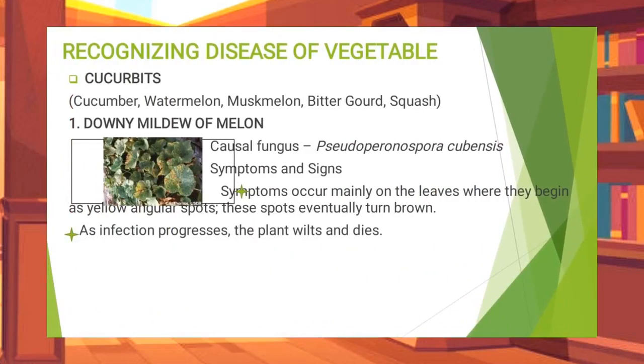Then, dito sa cucurbits. So, nabilong ang cucumber, watermelon, muskmelon, bittergourd, and squash. So, downy mildew of melon. So, para siya sa itong una. So, causal fungus niya. So, symptoms and signs. So, symptoms occur mainly on the leaves where they begin as yellow angular spots. So, these spots eventually turn brown. So, nakita mo niyo sa example, na siya yellow and brown sa leaves.